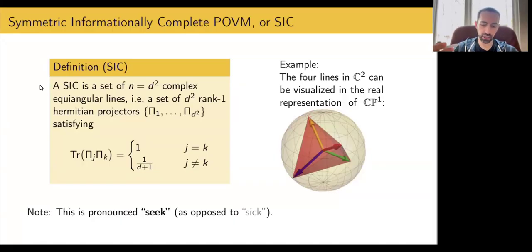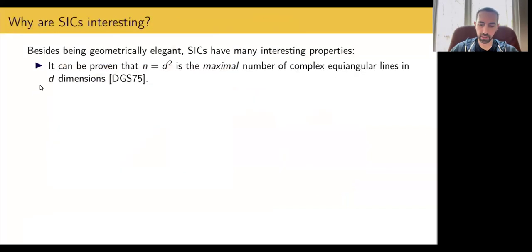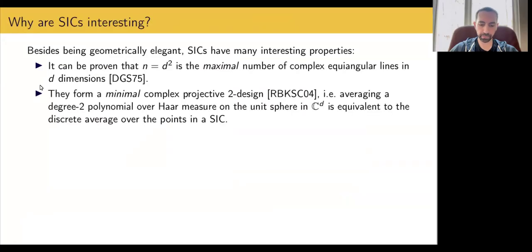So why is this condition interesting? D squared rank 1 projectors with pairwise constant overlap. There's a huge number of interesting properties that these things have. For one thing, it can be proven that this is the maximal number of complex equiangular lines in d dimensions. They form a minimal complex projective 2 design. That is to say, if I average any degree 2 polynomial over the uniform measure on the unit sphere in C^d, then this is equivalent to a discrete average over these individual points that I get from this SIC.